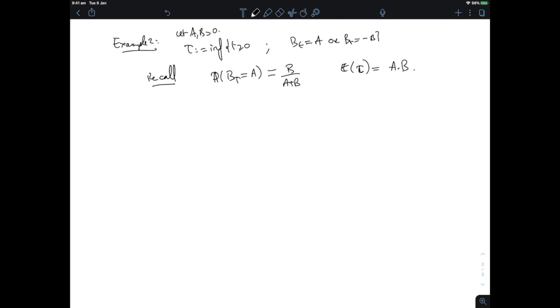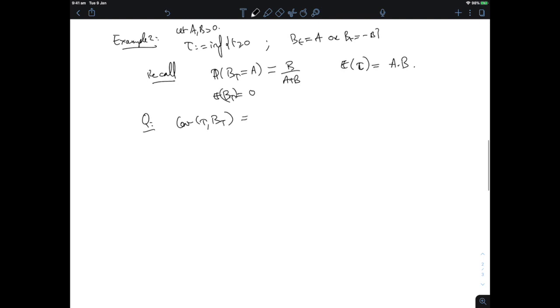Now, we've shown also that the expectation of B tau is 0, because Bt is a martingale, tau is a stopping time, and then we use a dominated convergence argument to show that property from the fact that the expectations of the Bt are constant equal to 0 for actual deterministic time. Now the question we're going to try to answer here is, what is the covariance of tau and B tau? So some more subtle statistical information on these variables. So, okay, what is this covariance?